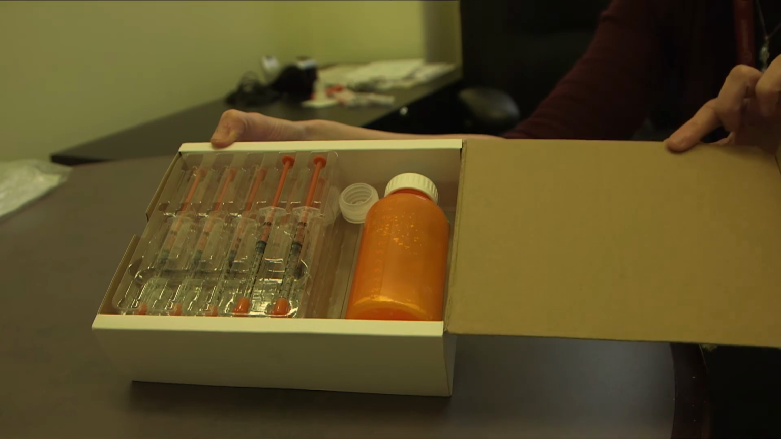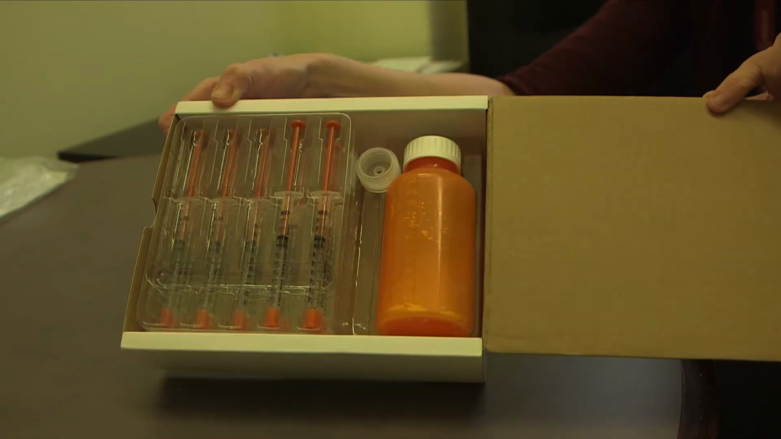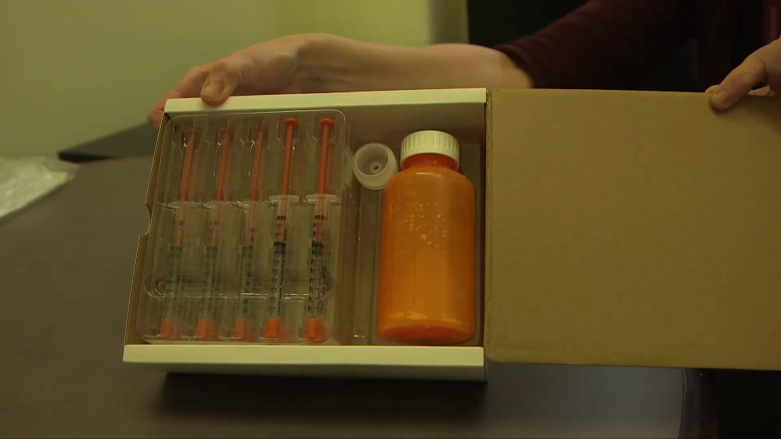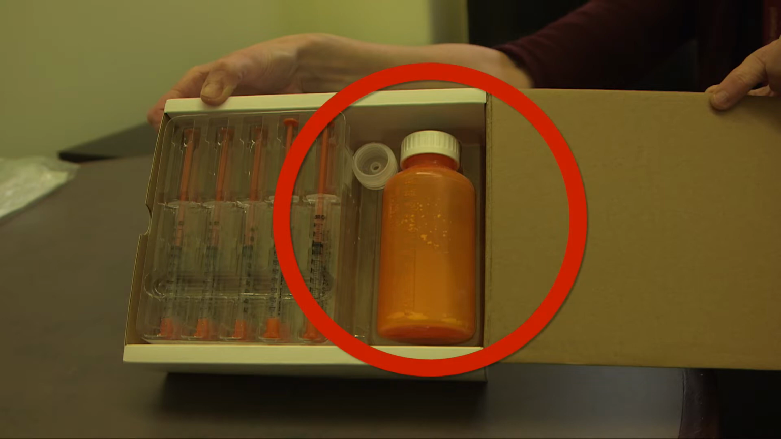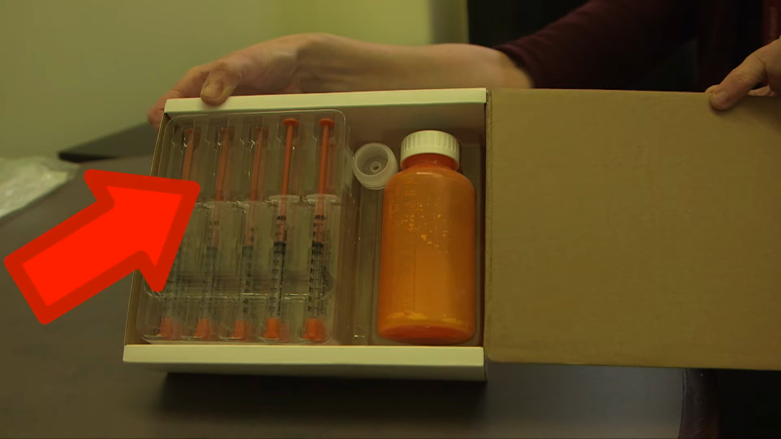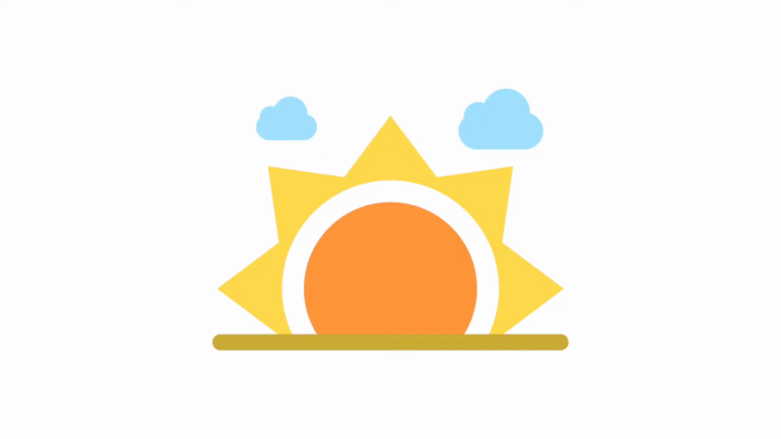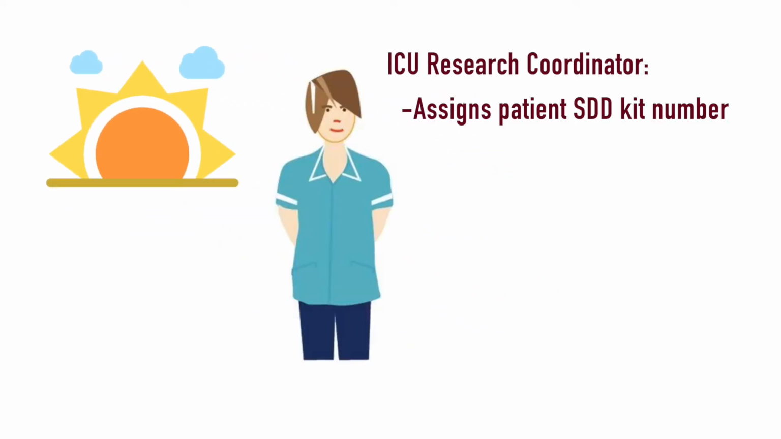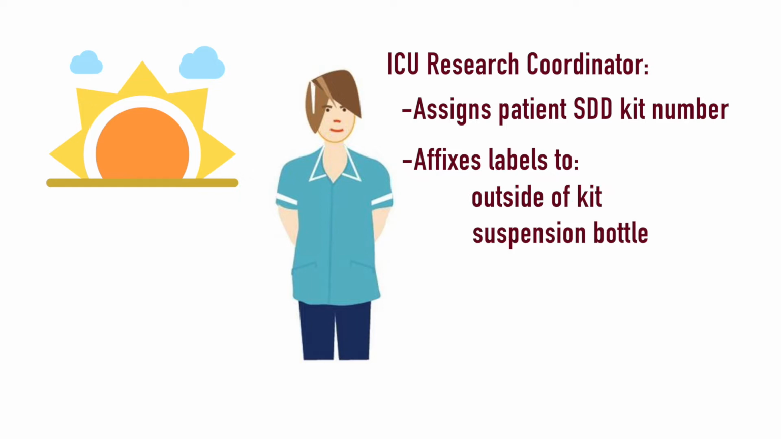Each SDD kit contains a 5-day supply of SDD treatment, including 1 gastric suspension bottle containing SDD powder and 20 1 milliliter syringes containing SDD oral paste. If commencing SDD during normal working hours, your ICU research coordinator will assign your patient an SDD kit number and will affix a patient identification label to the outside of the kit, the SDD suspension bottle, and each of the 20 SDD oral paste syringes.